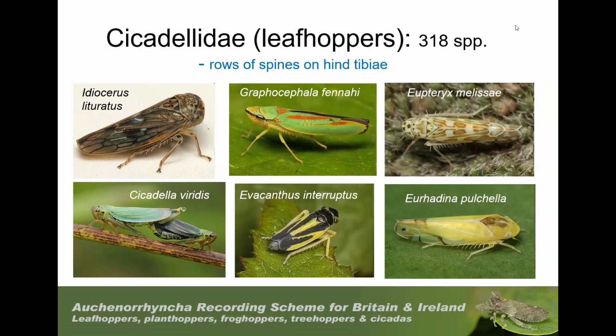As you would expect with a family like this with over 300 species, enormously variable in terms of size and color and pattern and so on, but they are at least linked together by the fact that they have these backward pointing spines on the hind tibia.